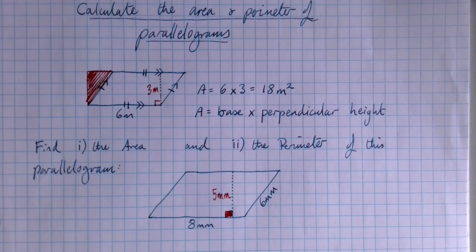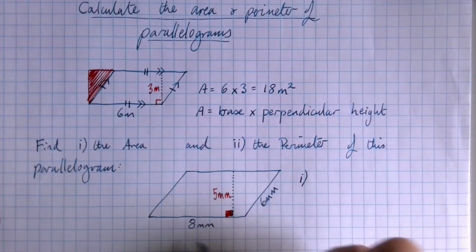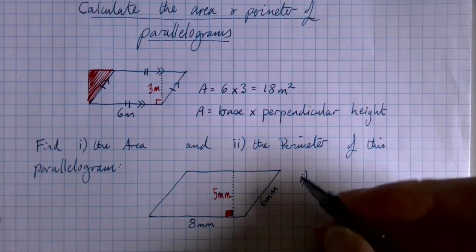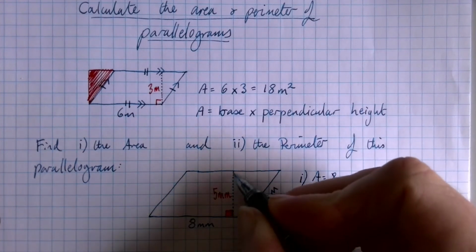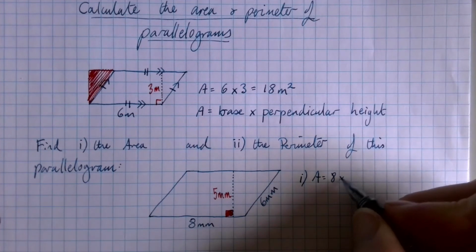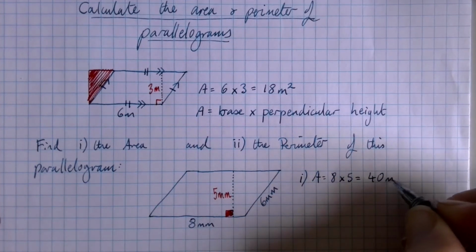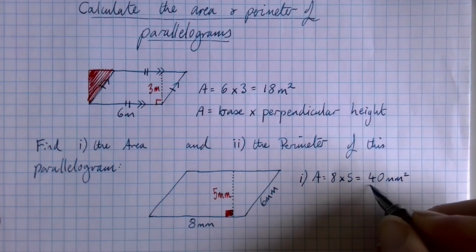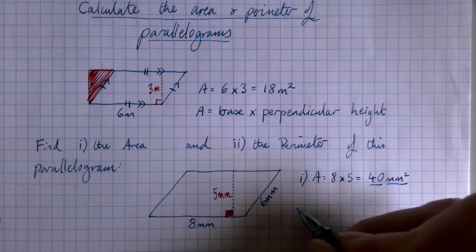Right, so I'm about to go through it. So for part 1, the base is 8 millimeters. The perpendicular height is this distance here, which is 5. 8 times 5 gives us 40. The units are millimeters squared, so 1 mark for 40, 1 mark for millimeters squared.